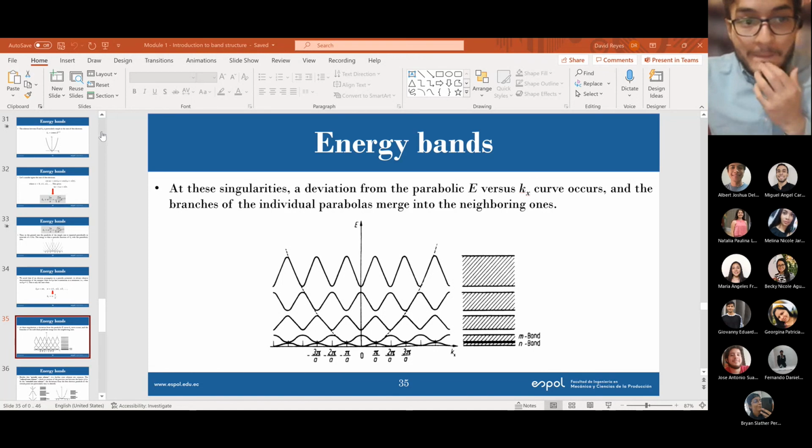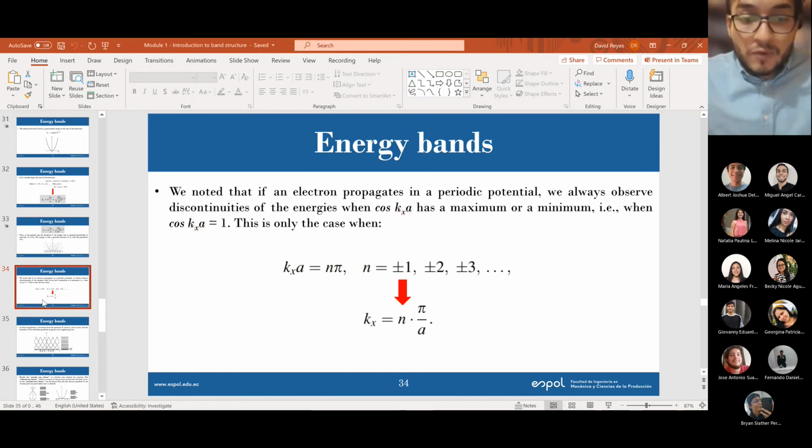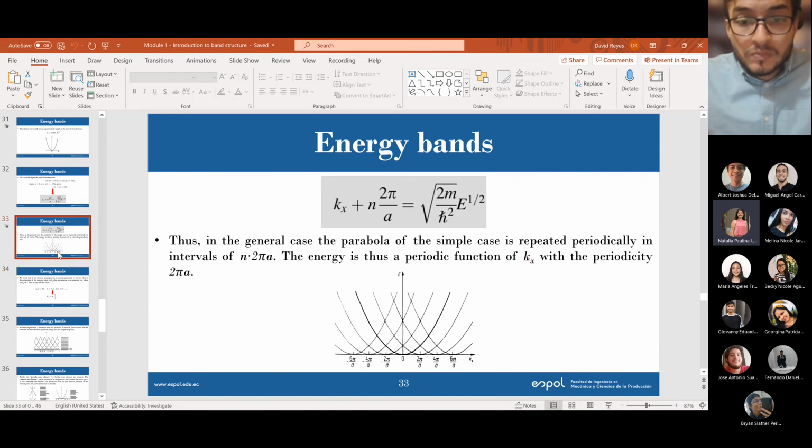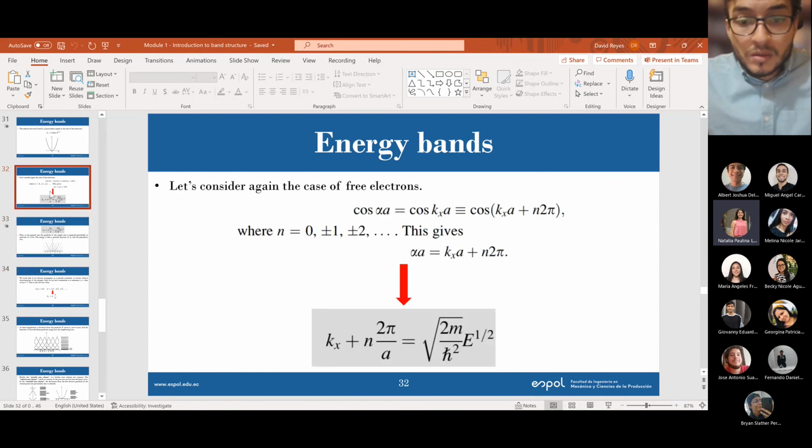Yes, mister, it's clear. Okay. So Natalia said, can n be 0? N for what? You mean, I guess, in the last case where the wave vector is equal to n pi over a, right? Do you mean there, Natalia? Yeah, we had a kx plus n by, yeah, that one. Yeah, can n be 0? Because I saw a 0 here. Yeah, in this case.